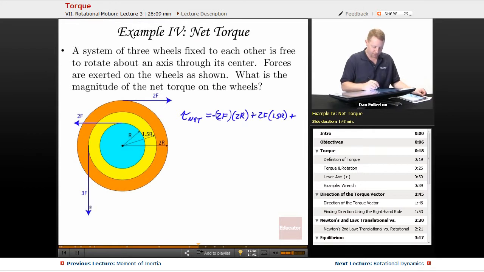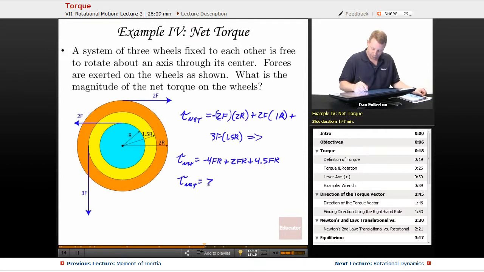And we have a 3F force that's at, our 2F force, it looks like that's at 1r. Let me draw that a little bit more carefully, times 1r. And we have our 3F force, which is operating at a radius of 1.5r, also causing a counterclockwise rotation, so that's positive. So our net torque then is negative 4 FR plus 2 FR plus 3 times 1.5, 4.5 FR, or net torque equals 6.5 minus 4, 2.5 FR.